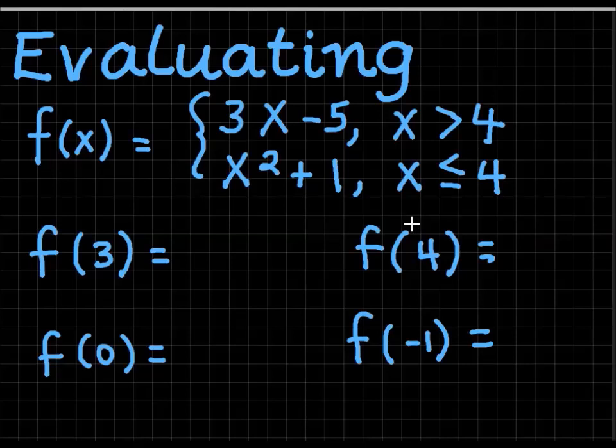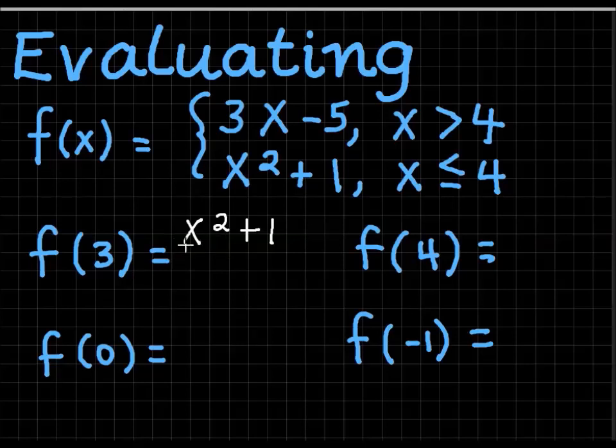To evaluate a piecewise function, you look at the input value, or the x value, you're provided with. In this case it's a 3. I go back up here and look at the second part of each function rule to determine which one I'm going to use. Since 3 is less than 4, I'm going to use the second one, where x is less than or equal to 4. That means I use the rule x squared plus 1 when x is 3.